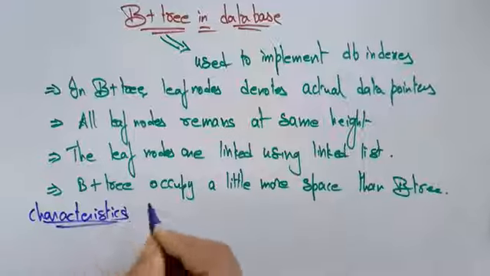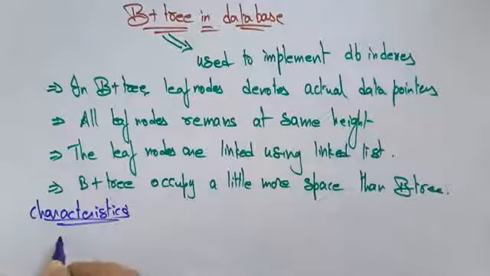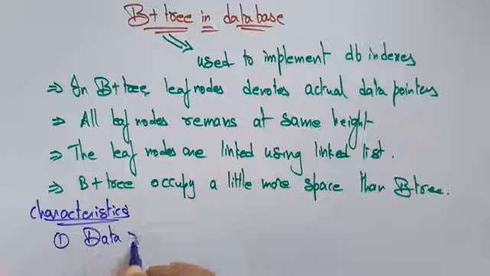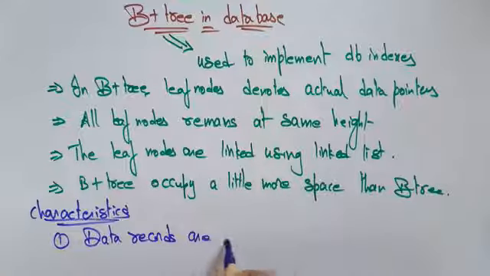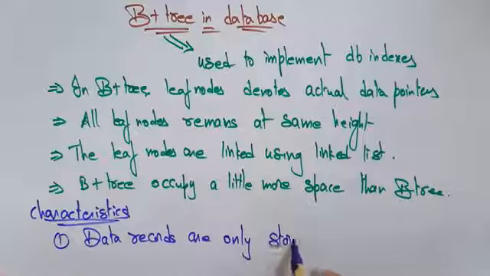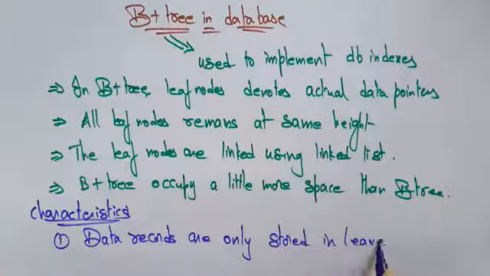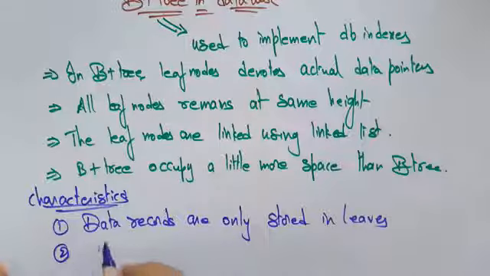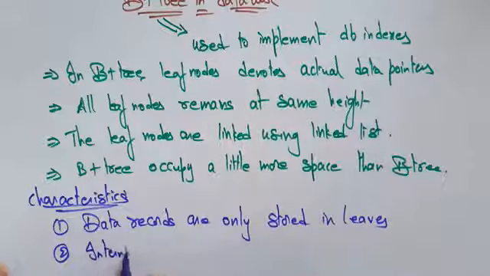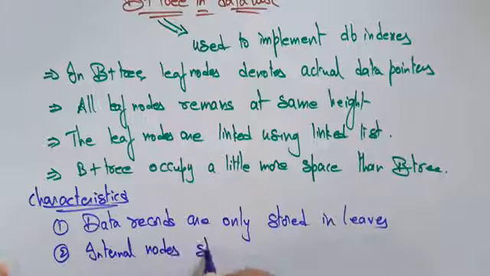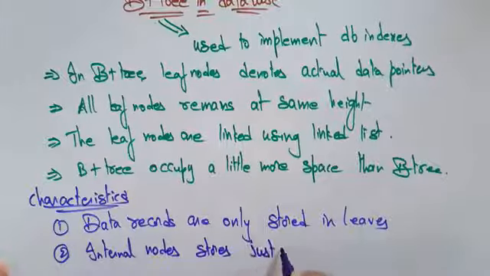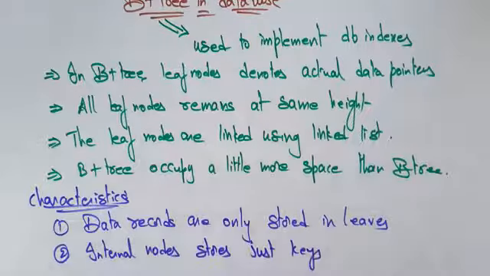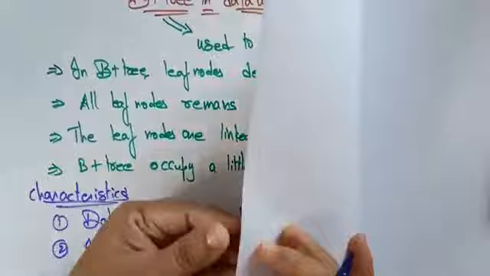Characteristics. Data records are only stored in the leaves, meaning the leaf nodes. Whatever the leaf nodes consist of are the actual data pointers. Next, internal nodes store just keys. The key values will be stored in the internal nodes. I'll show you an example of how the B plus tree structure looks.